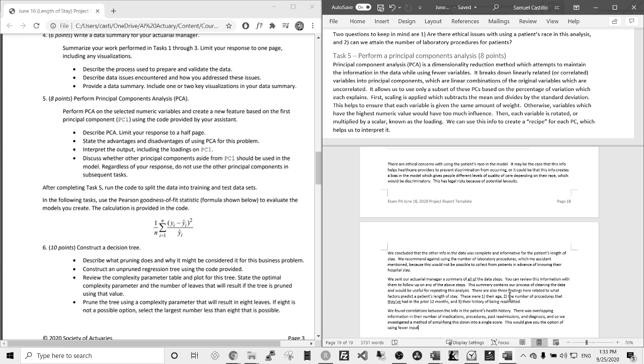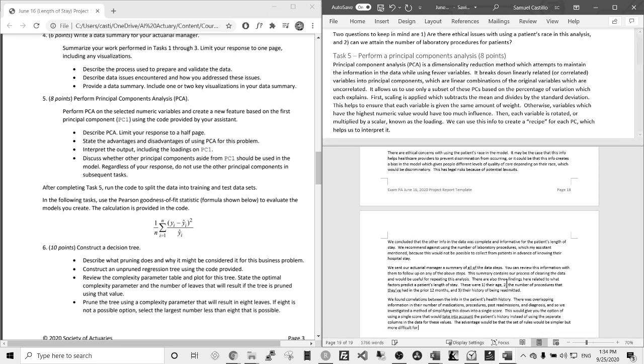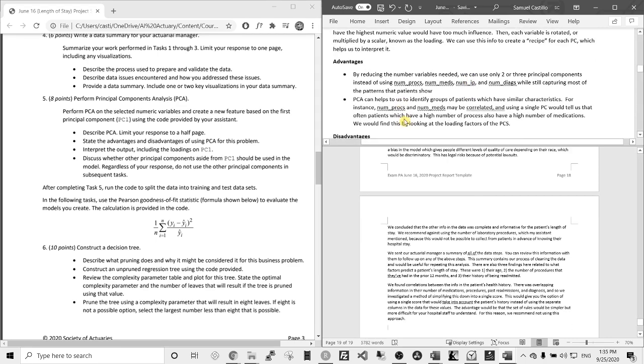So this would give you the option of using a single score that would take into account the patient's history, instead of using the separate columns in the data for these values. The advantage would be that the set of rules would be simpler, but more difficult for your hospital staff to understand. For this reason, we recommend not using this approach. You could also interpret the PCA.